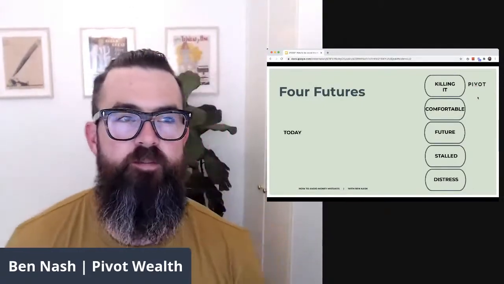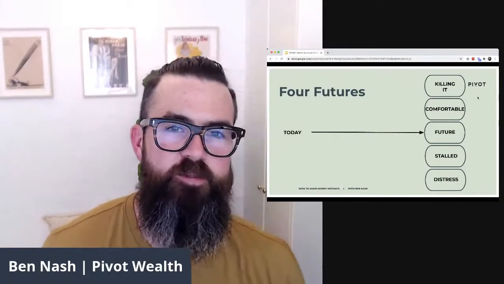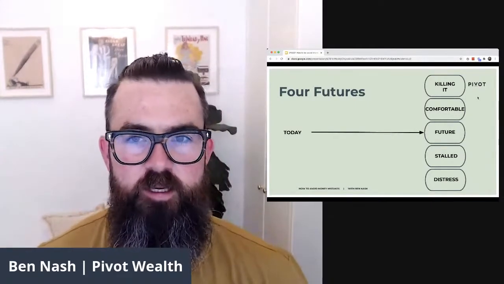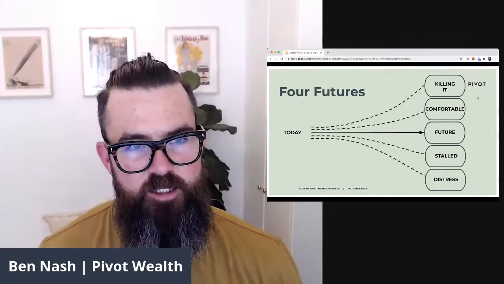Now, people think about their progression from where they are today to this future state as a straight line, but it's not, because of the compounding impact of time and money. It's actually this curve.